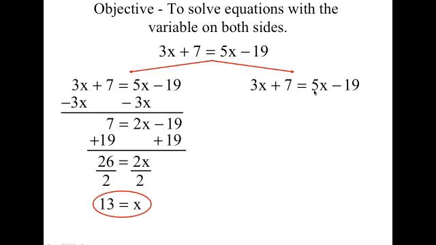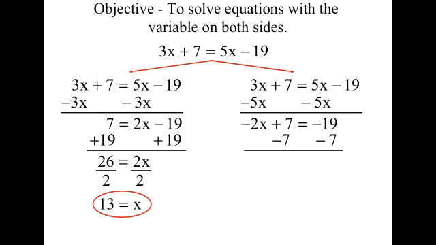That's right, I'm going to subtract 5x from both sides. And now I'm left with negative 5x plus 3x, which makes negative 2x, plus 7 equals negative 19. Now I've got to get rid of my 7 over here because I've decided to move my x's on this side of the equal sign. So I've got to move my constants over to this side. I'm going to subtract 7 from both sides.